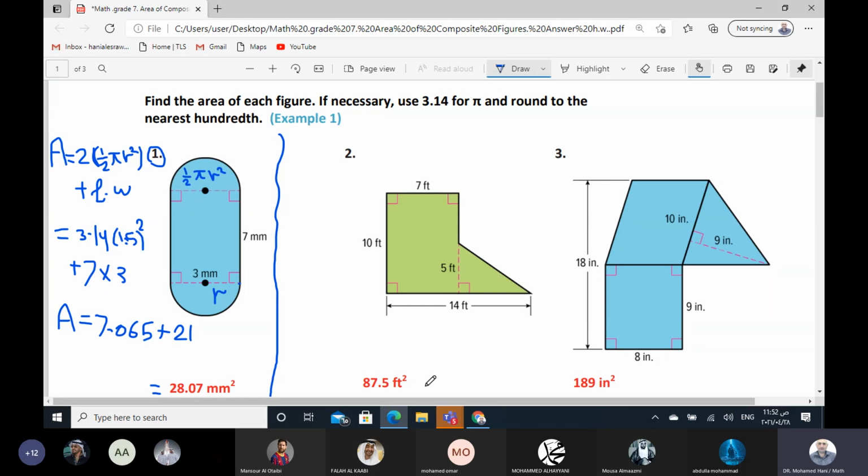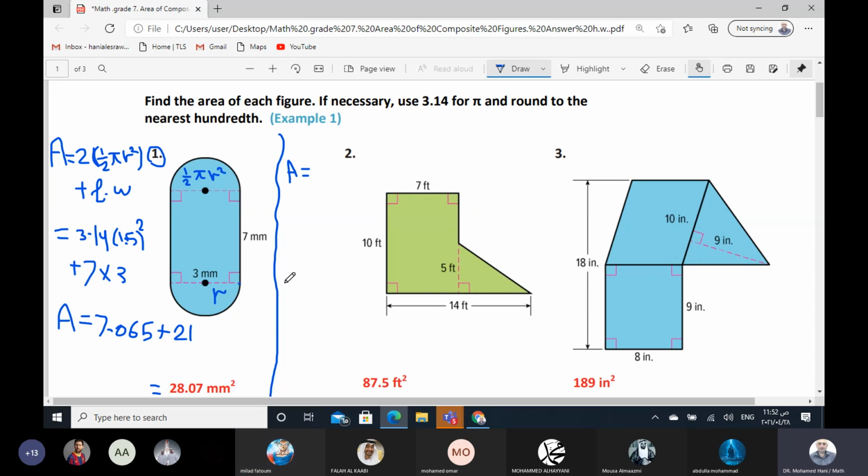Exercise number 2. As you see here, we have a rectangle and here we have a triangle. Mister, in the first question, why did you not divide it by 2? Because here we have 2. 2 times 1 over 2 will be 1. Remains just pi r squared.